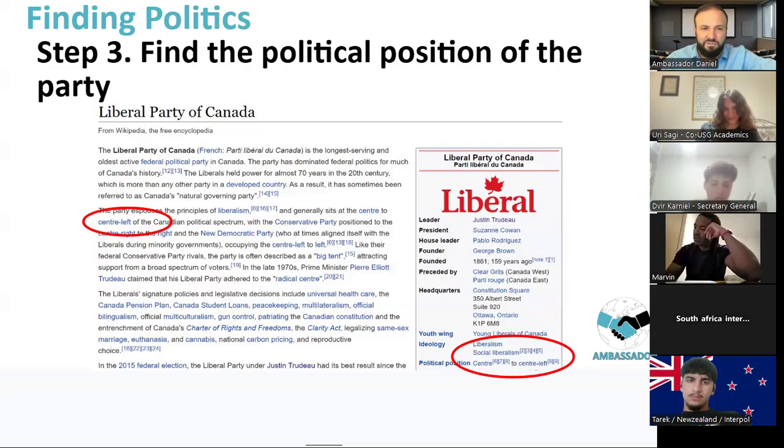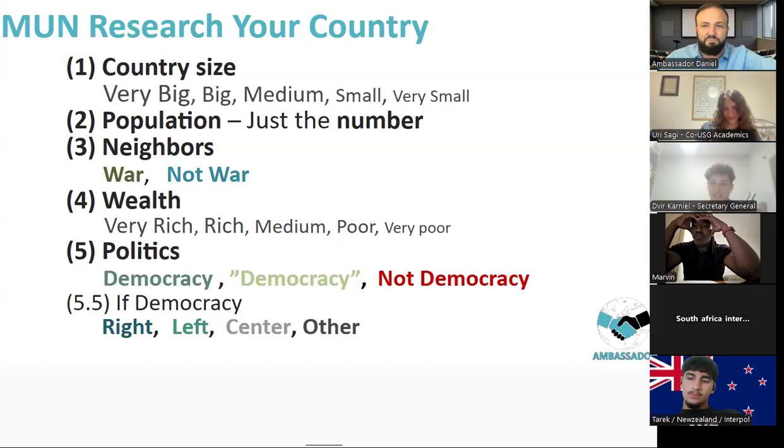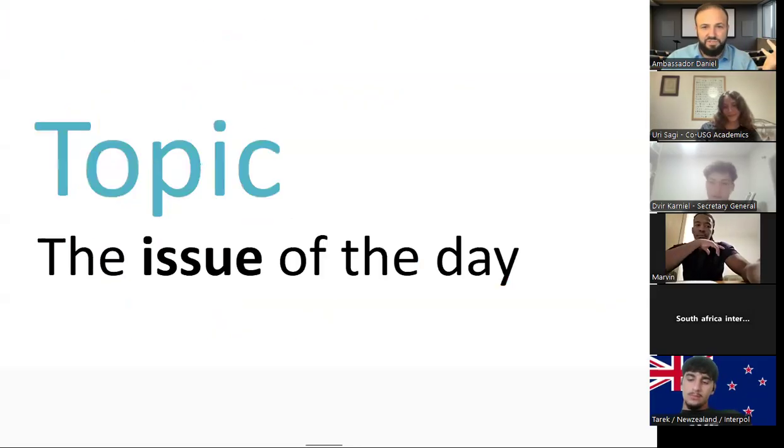And once you know who's in charge, you then know what the policies are, and we can definitely imagine how policies are different between, let's say, Joe Biden and Donald Trump. So keep that in mind. Reviewing country size, population, neighbors, wealth, politics, you go through this, you'll have a pretty quick idea of what lenses you want to look at the topic, which is then the issue of the day.